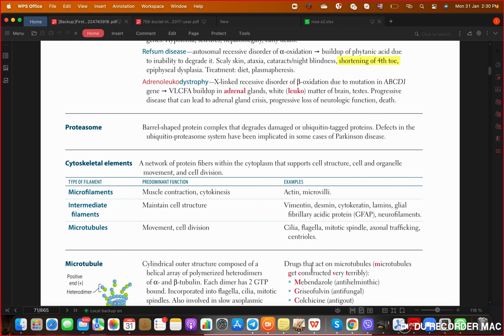So they write: the proteasomes are barrel-shaped protein complexes that degrade damaged or ubiquitin-tagged proteins, and it helps with atrophy. There is only one disease related to this. A defect in the ubiquitin proteasome system is implicated in some cases of Parkinson's disease. I tried to look in the literature. There is nothing about why it happens. They know it exists. It's research material.